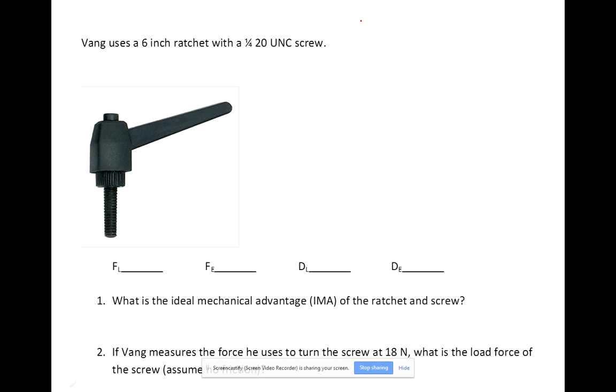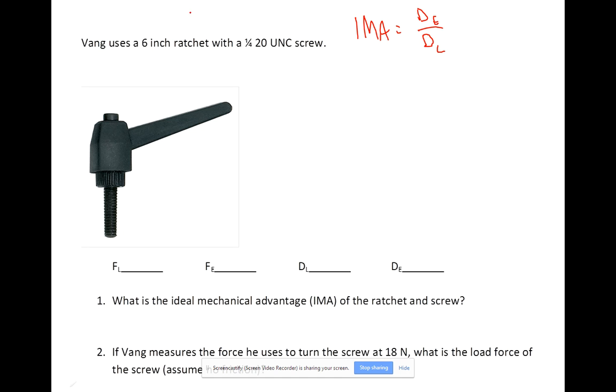Well, first of all, we know that ideal mechanical advantage is equal to the distance of the effort divided by the distance of the load. It doesn't matter which simple machine we're using, it's always going to be that. The problem with the screw questions is that you're not able to easily see what the distance of the effort and the distance of the load are.